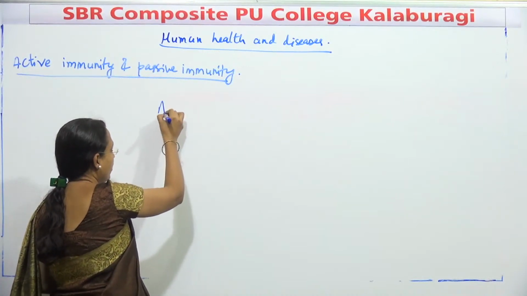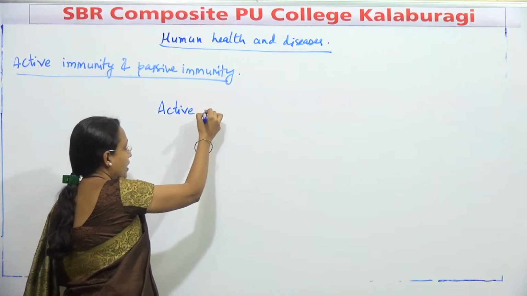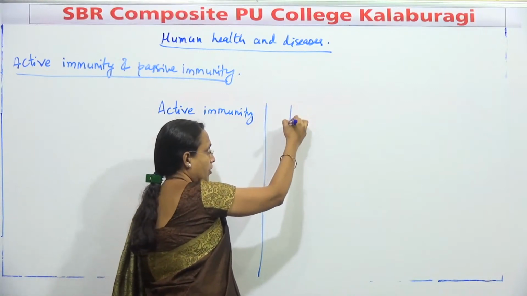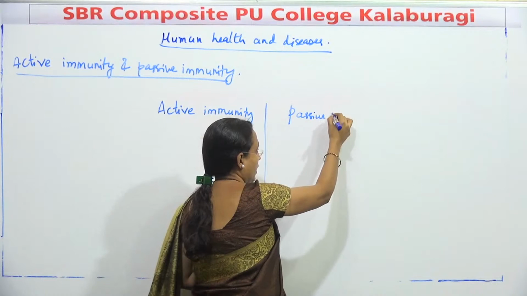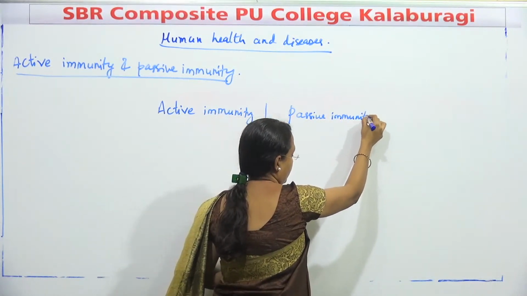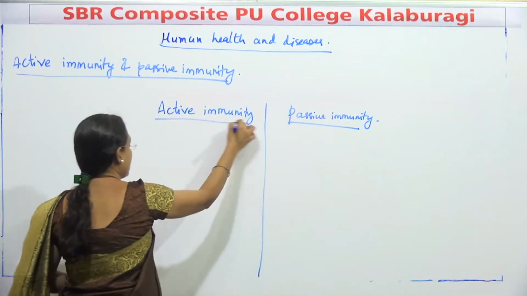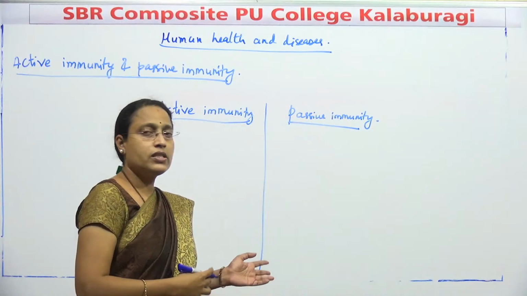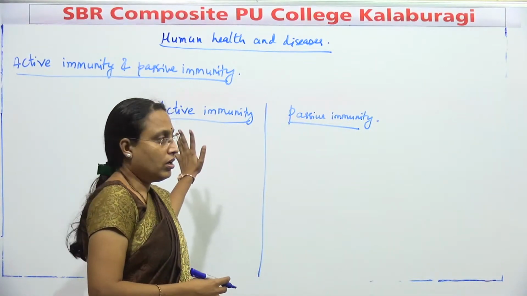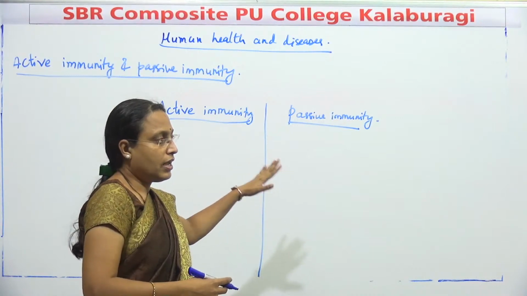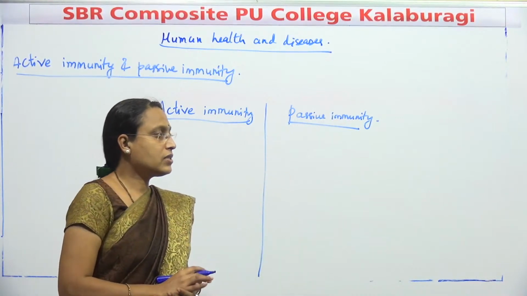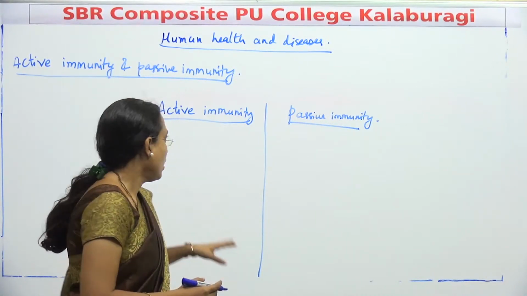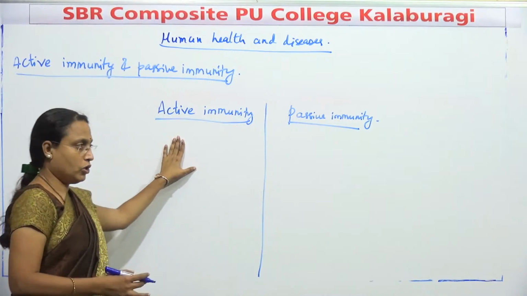Starting with the difference of definition: active immunity, and its difference from passive immunity. What is the difference between them? If you know the difference between them, you can also understand the two concepts clearly. And let me tell you, it is one of the important topics both in terms of NEET as well as theory. So what is active immunity?